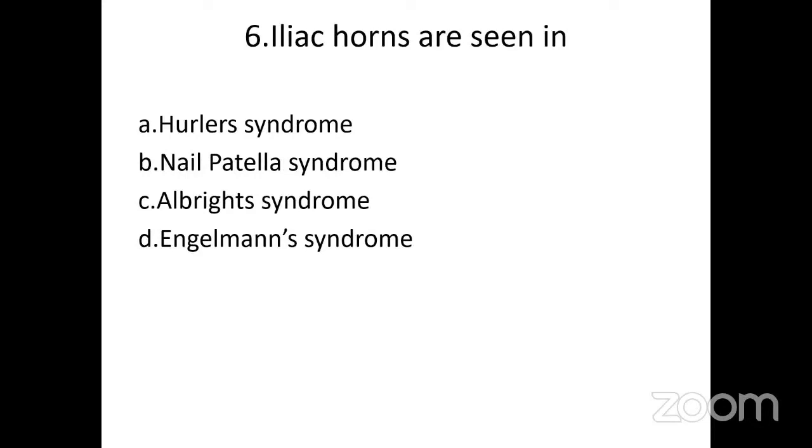Then coming to iliac horns. So iliac horns are seen in which condition? That means radiologically you will see something like horns over the ilium. That is seen in nail patella syndrome.